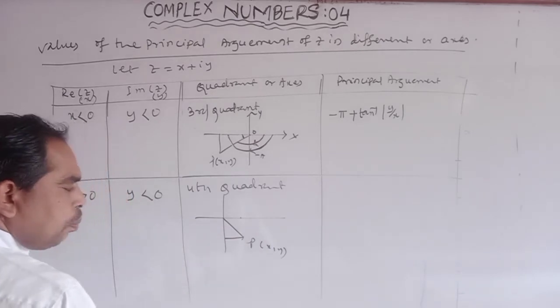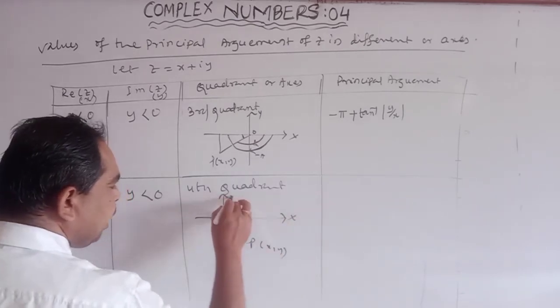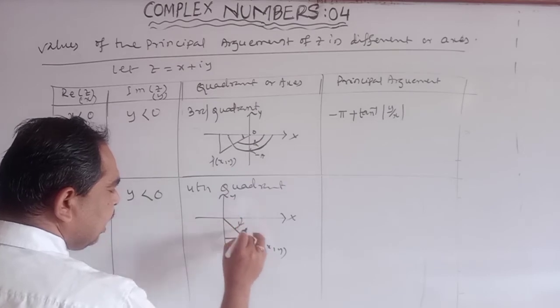This is the point P, x comma y. This is x axis, this is y axis. The angle is theta.